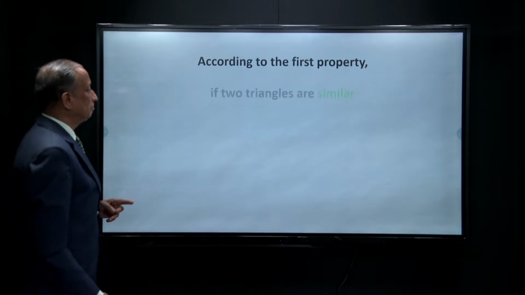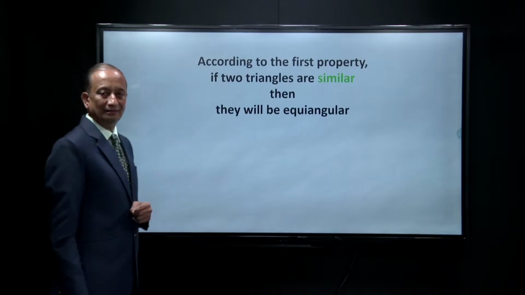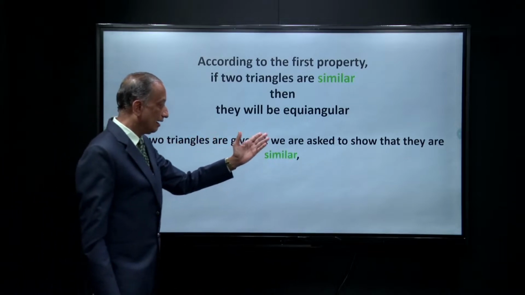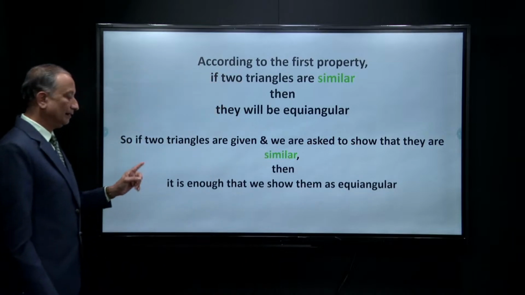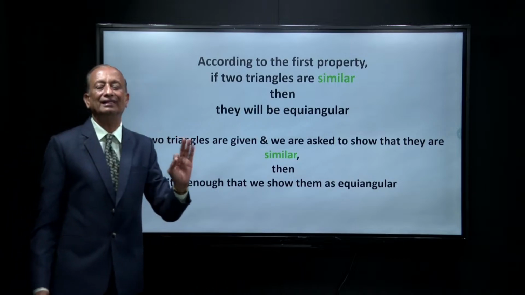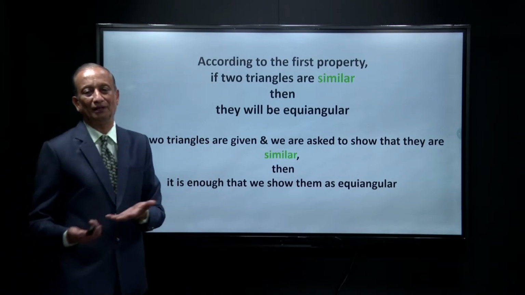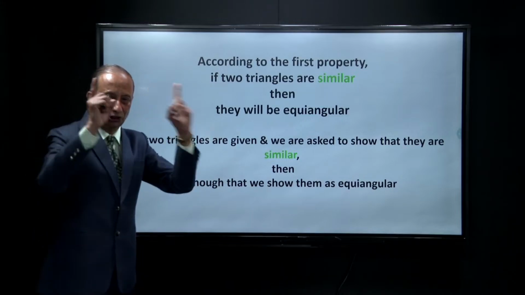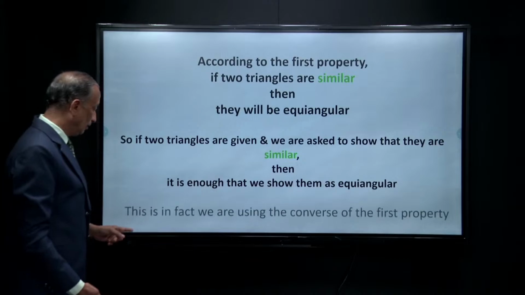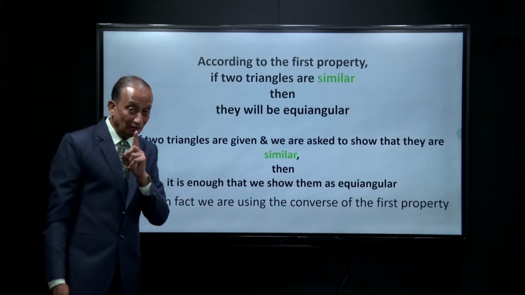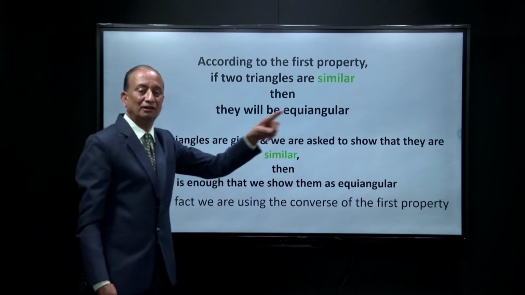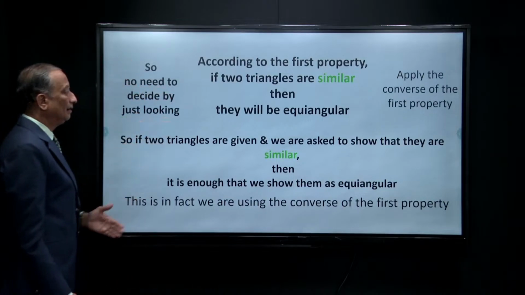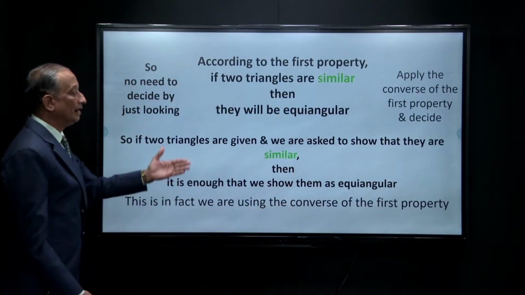According to the first property, if two triangles are similar, then they will be equiangular. If two triangles are given and asked to show that they are similar or not similar, then it is enough that we show that they are equiangular. Take a protractor, measure, and find out whether they are equiangular or not. Equiangular means immediately you can conclude that they will have the same shape and hence they are similar. So in fact, we are not using the first property, we are using the converse of the first property to decide. So no need to decide by just looking; apply the converse of the first property and decide.